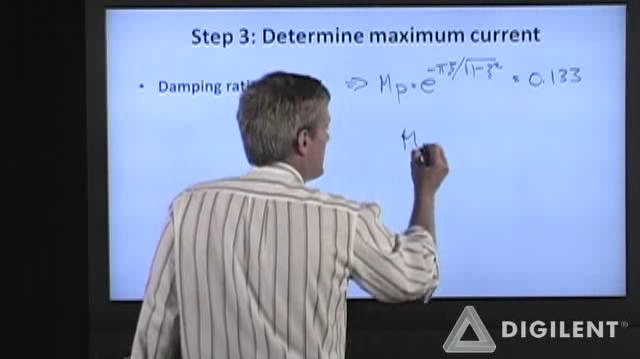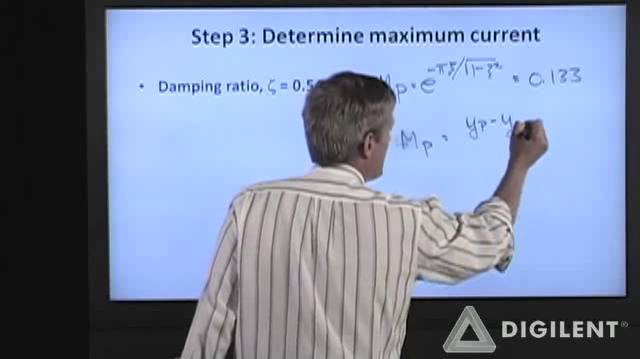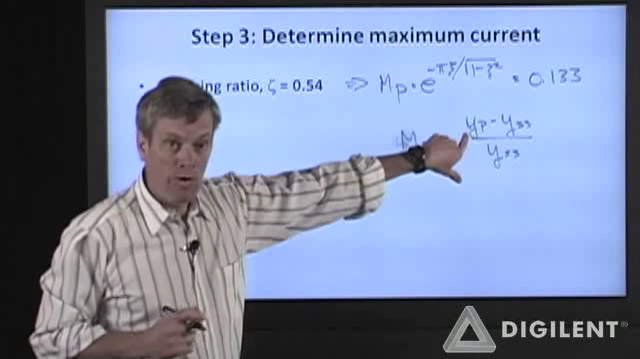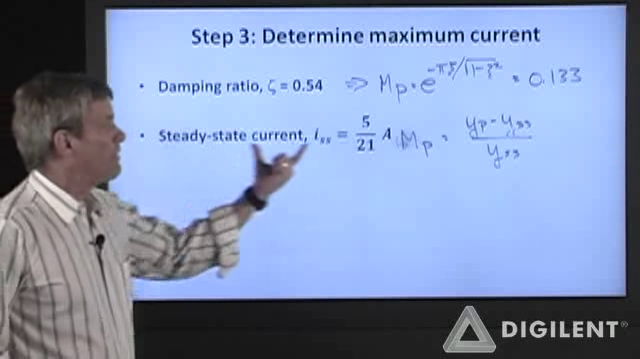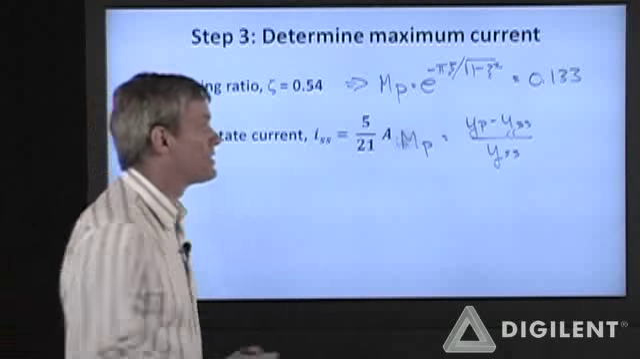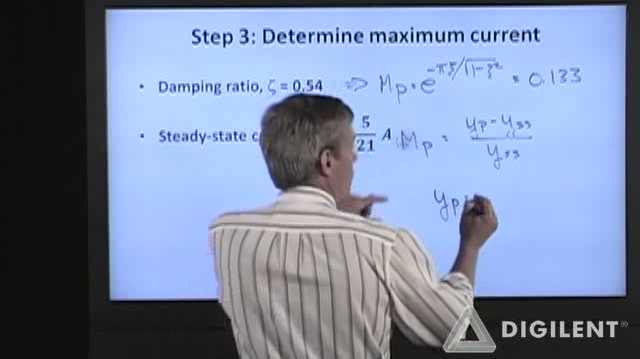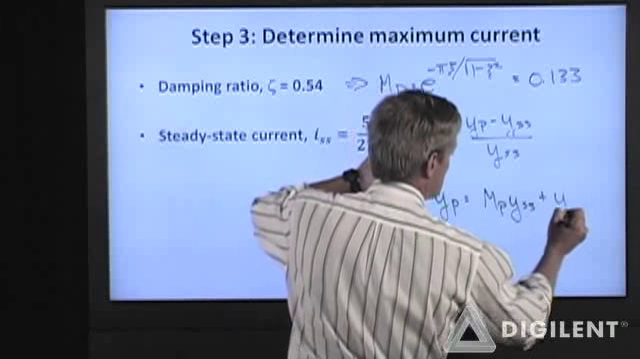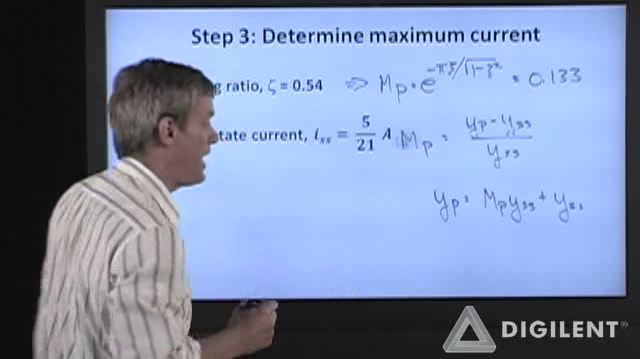Now, M sub P is defined as the peak value minus the steady state value over the steady state value. This peak value is what we want, but we need the steady state value in order to determine that. That's why we found that the steady state current was 5 over 21 amps. So solving this expression, y sub p is equal to M sub p times yss plus the steady state response, multiplying through by yss and taking yss over to this side.